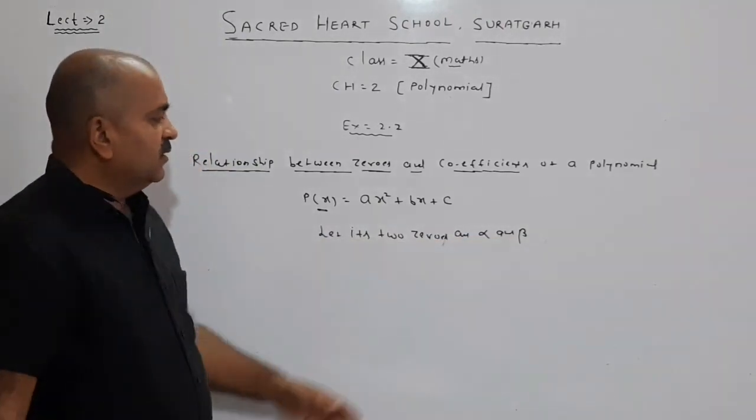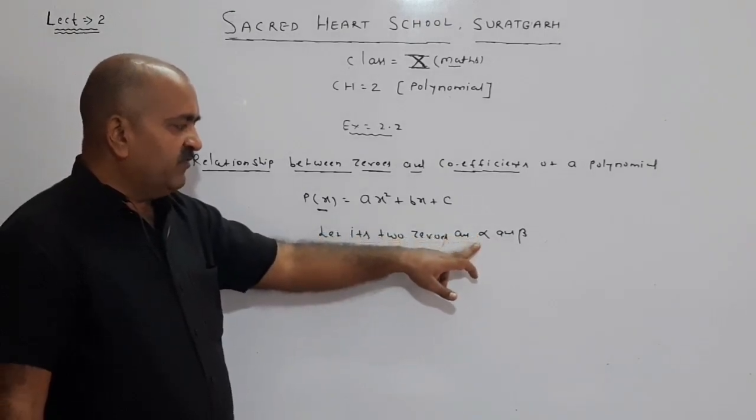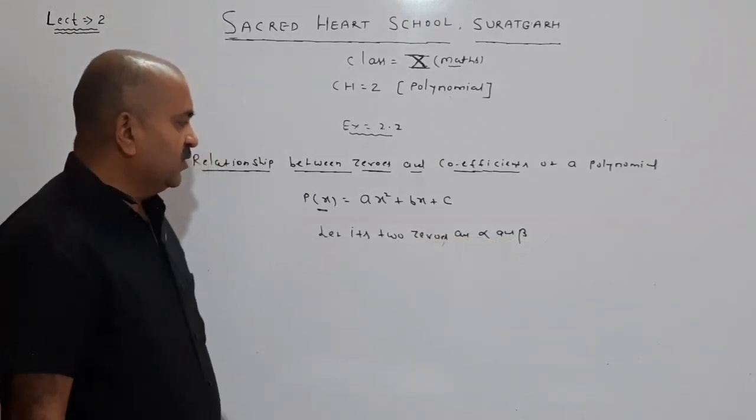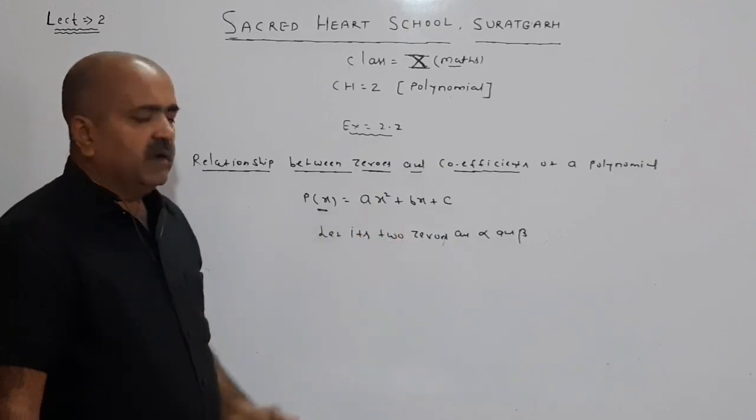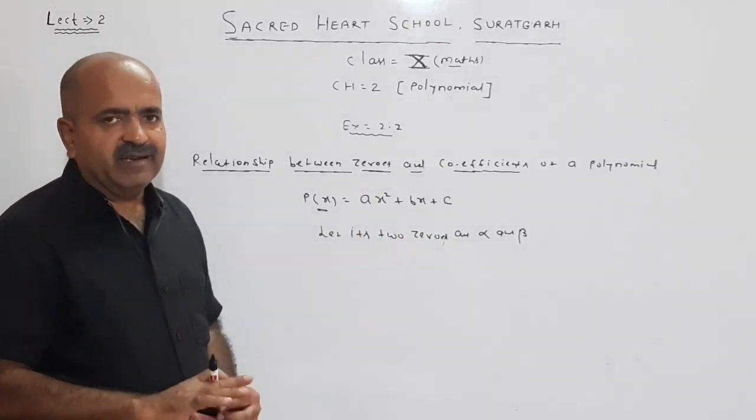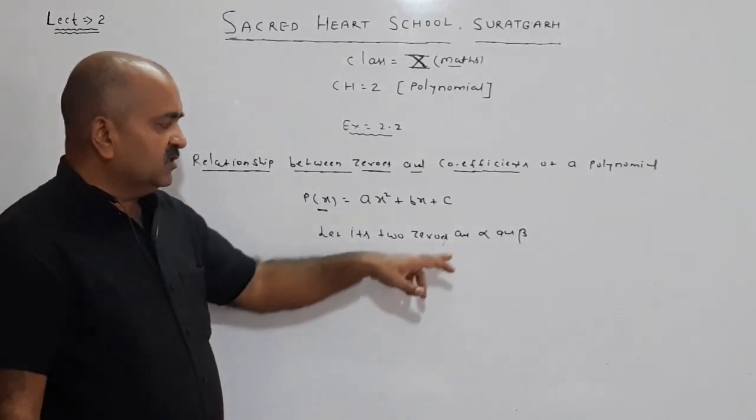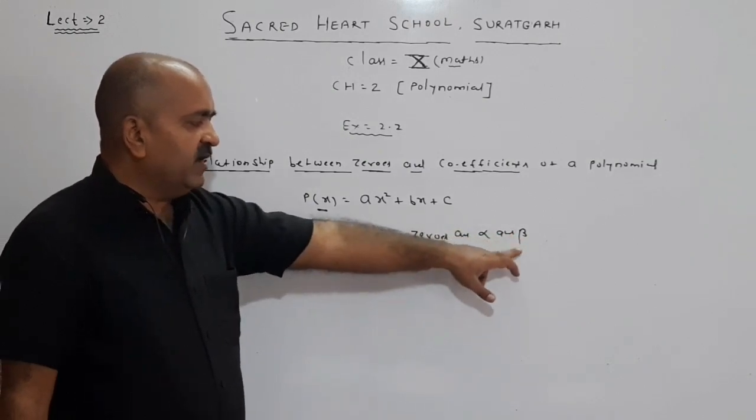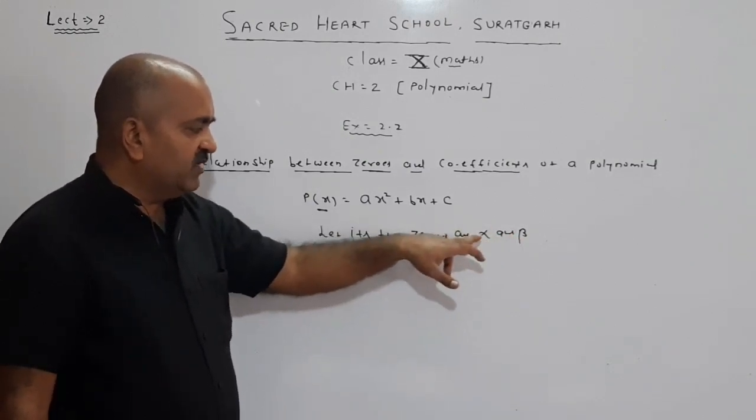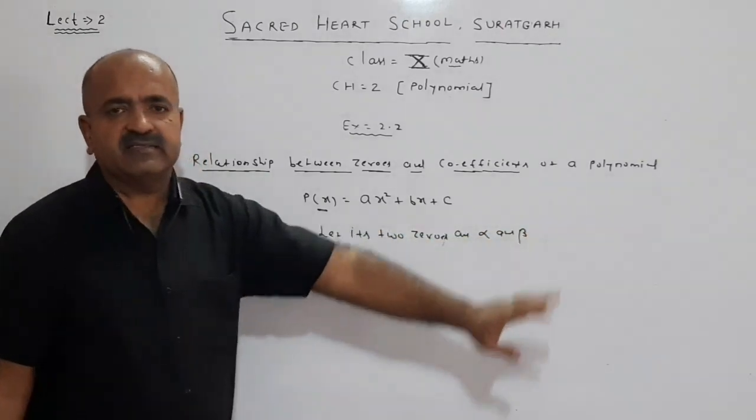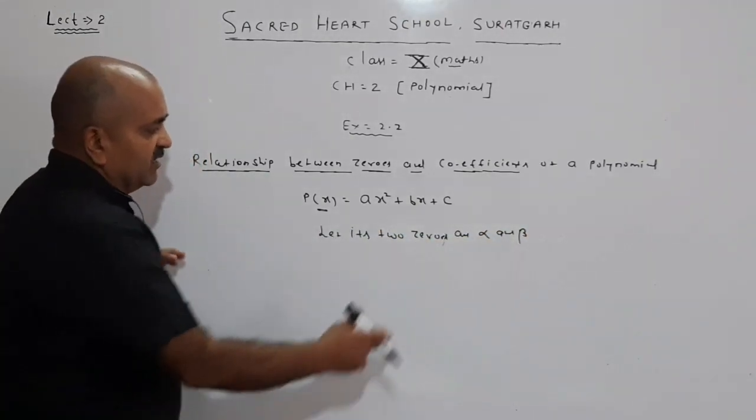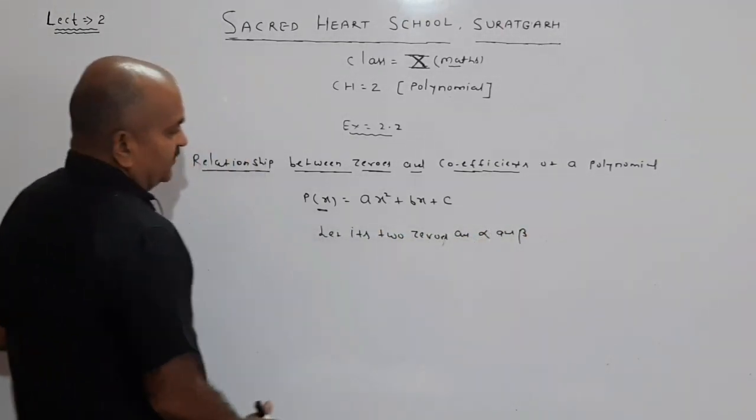It means value of x, one value alpha and one value beta. Because students, this is a quadratic equation. And a quadratic equation, how many zeros? There are two zeros. And suppose these unknown zeros are alpha and beta. It means one value of x is alpha and one value of x is beta. It means these both are zeros of the polynomial.